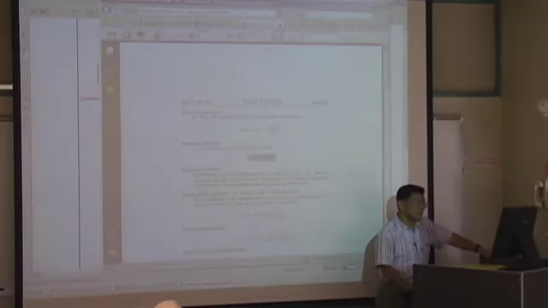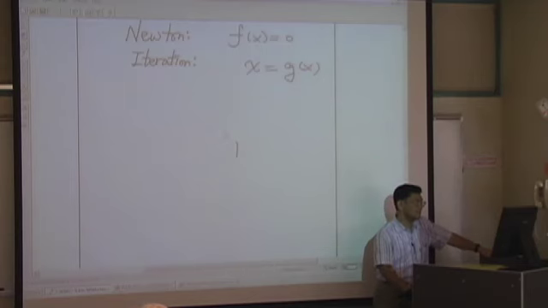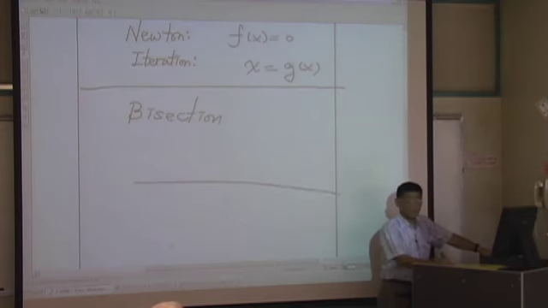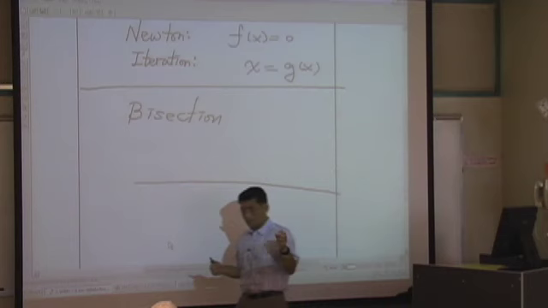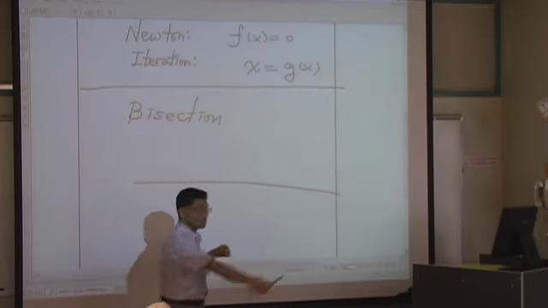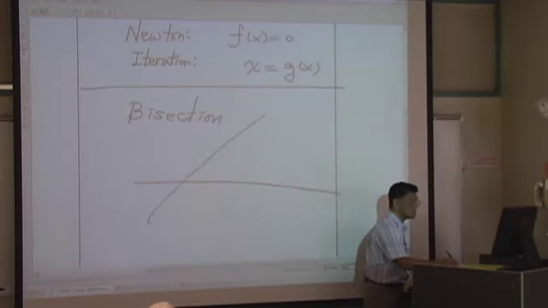Then the next method is my favorite method. It's this method, the bisection method. It's like this. Assume that we have a solution, then it means it hits the horizontal line, right? When you graph it, the solution usually hits the horizontal line, right? So this is the solution, right?